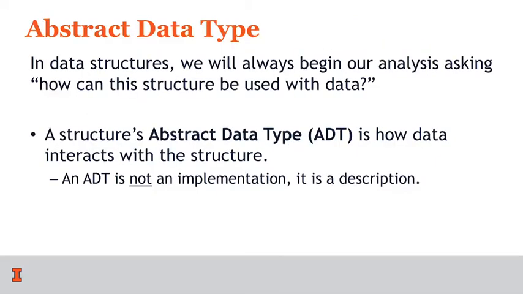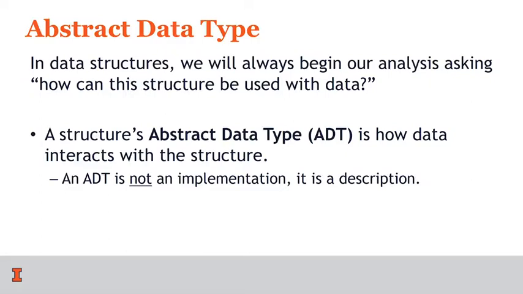When we talk about data structures, we'll always talk about a data structure in terms of their abstract data type, or how data interacts with the data structure without talking about an implementation. So an ADT is not an implementation, but it's a description of what the data structure does. Then we'll explore the implementation after knowing the description.